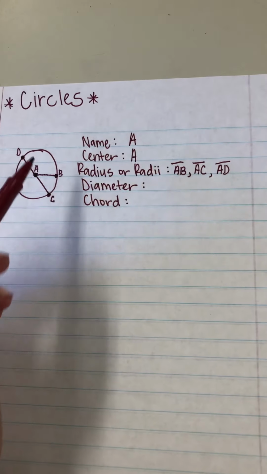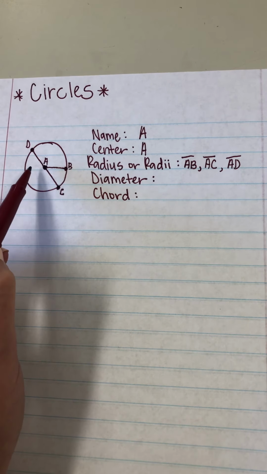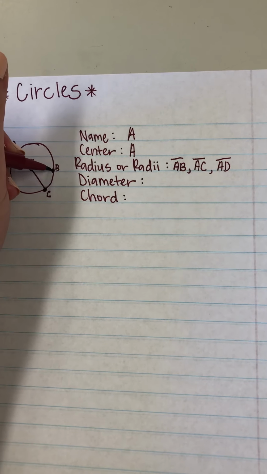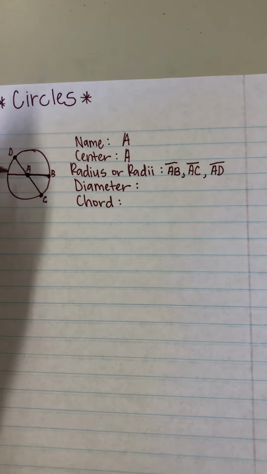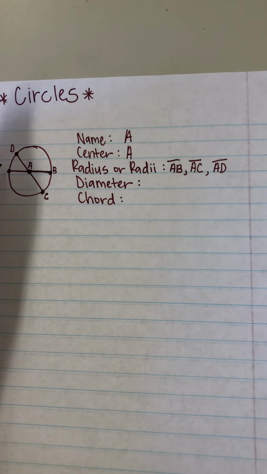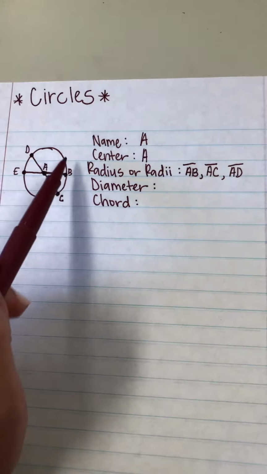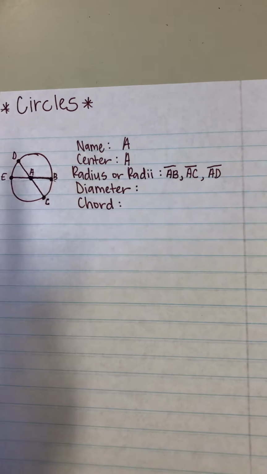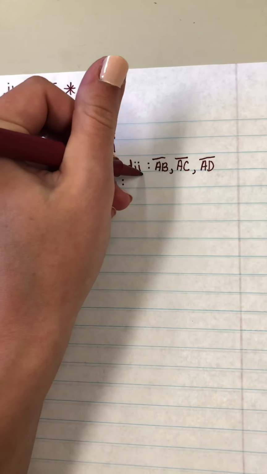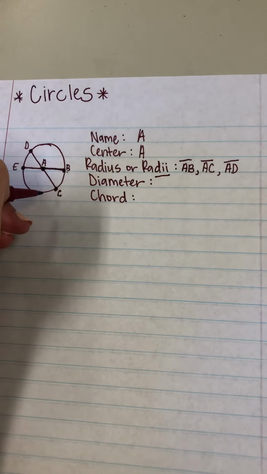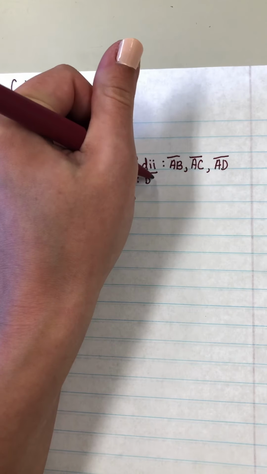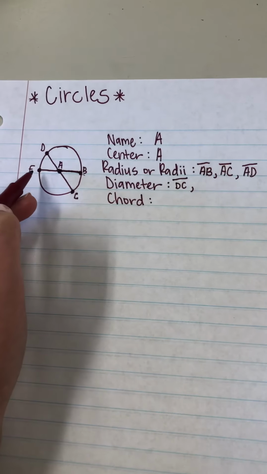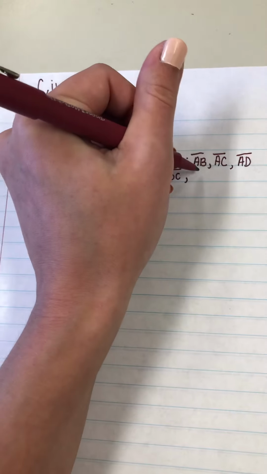I could also have a diameter going this way if I wanted. So let's go ahead and draw that. So if I brought this line all the way to the other side of my circle, then this could be another diameter because it goes all the way across the circle and it intersects at the center point. So for this circle, I only have 2 diameters. So let's go ahead and name those. The first one, I have diameter DC. And then I have diameter EB.